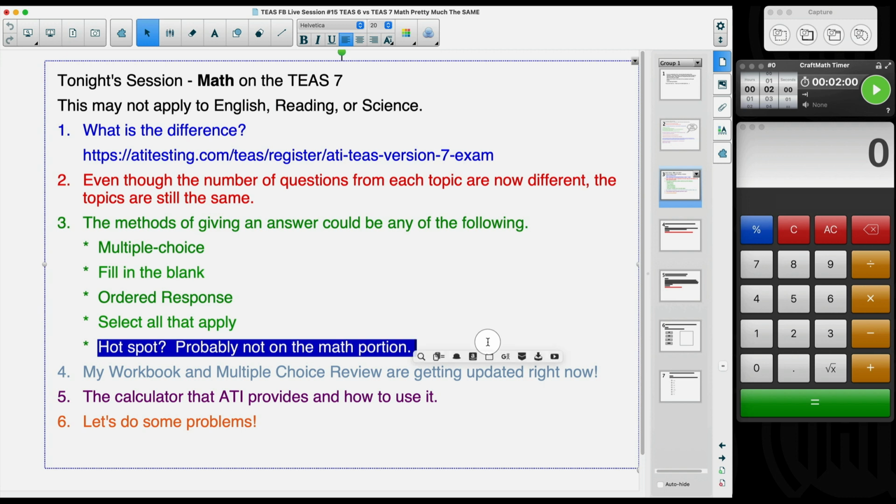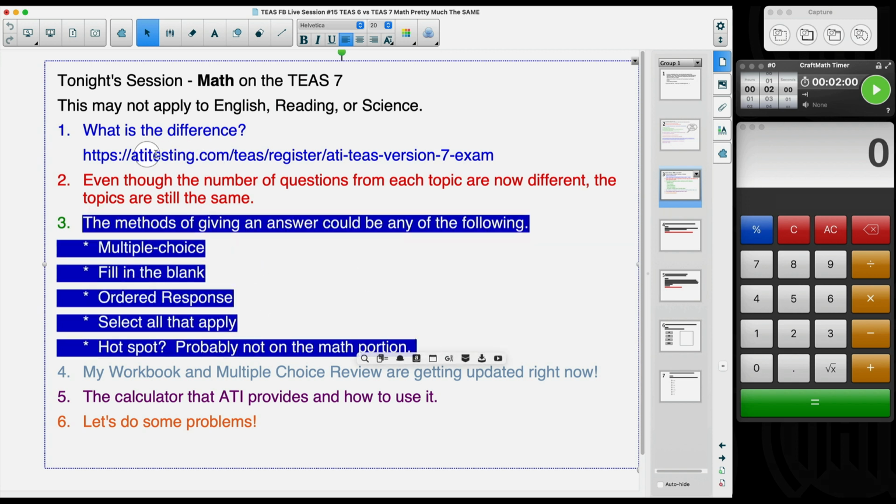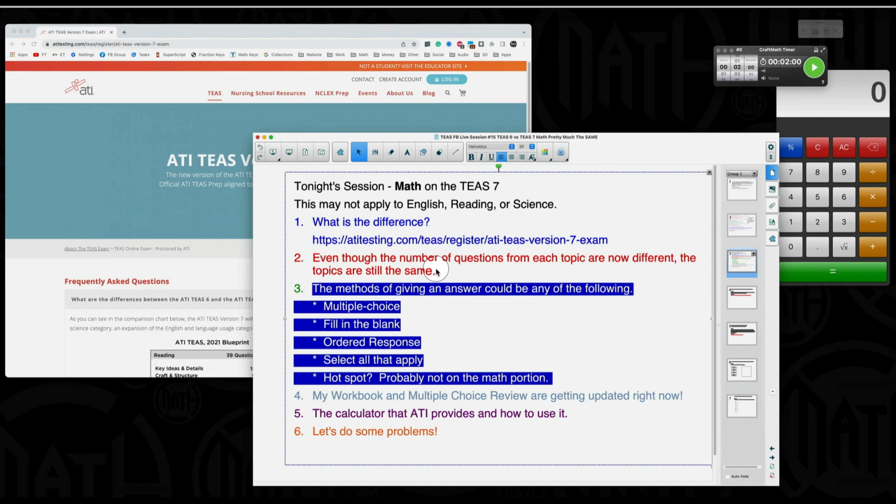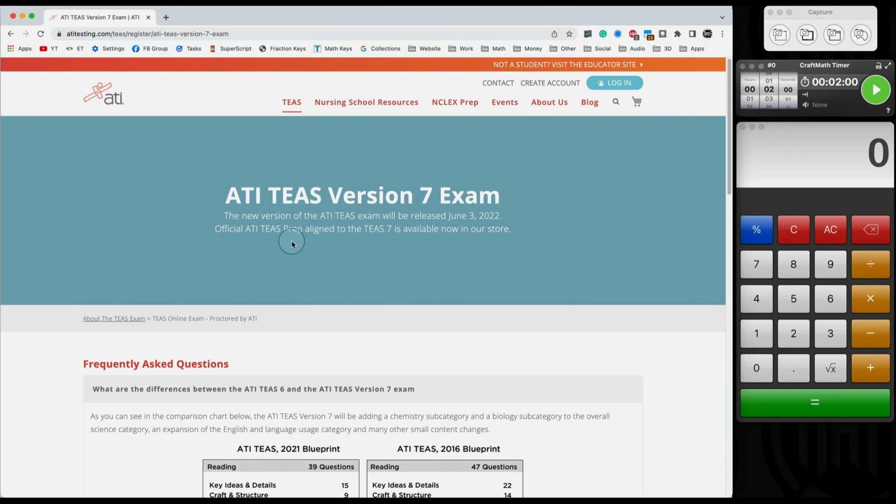Now for this last one here, y'all, the hotspot, I'm guessing it's going to be, if you're looking at a diagram of something, I haven't looked at the science or the English or the reading, but I could see where maybe you're given a diagram of, say, a heart, and you have to click on certain parts of the heart. That's what the hotspot means. And for more detailed information here, I will share everything that you see here on the screen. All the notes that we do tonight, I'll share this over in the group. But for more information, this is directly at ATI's website.